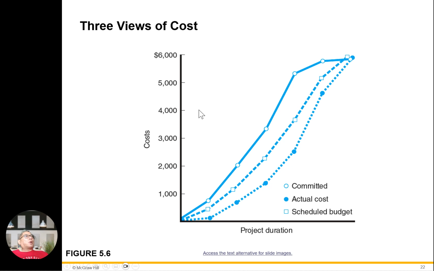Three views of cost. Committed here. This is the actual cost. Schedule budget, this is schedule. The actual cost is this one. Committed is this one. Okay? So see the difference in terms of project duration.